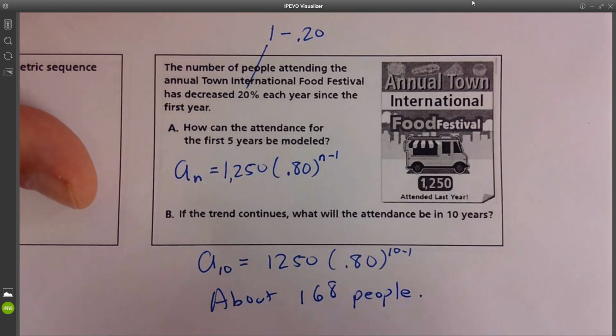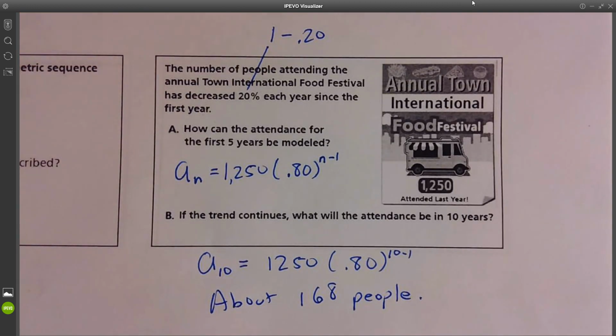Teachers, if you have not done your attendance, please go ahead and do so at this time. I don't think I did mine.